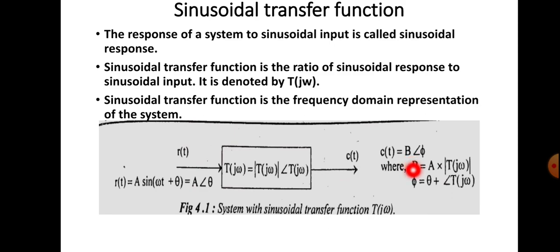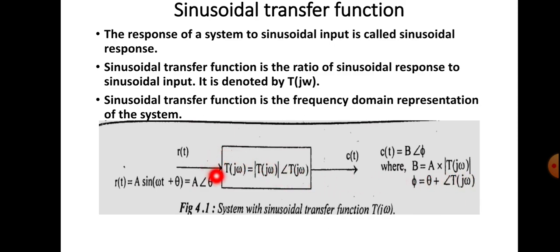So B will be equal to the magnitude of R of t, which is A, into the magnitude of T of j omega. So B equals A into modulus of T of j omega. Similarly, the angle term phi will be equal to theta, the angle of the input, plus the angle of T of j omega. If we multiply the input with the transfer function, the angle terms will be added. So phi equals theta plus angle of T of j omega.